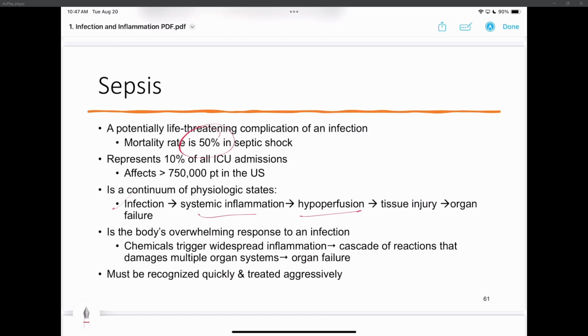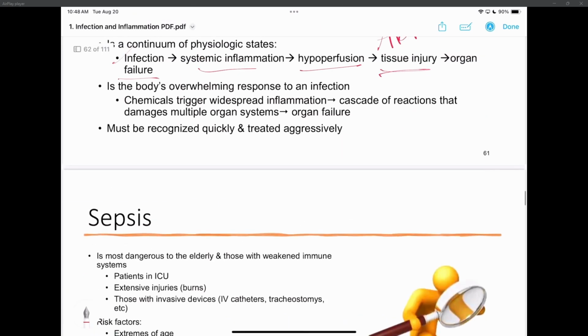The kidneys may get shut off, causing kidney damage. So if you don't have enough blood supply to an area, you can cause tissue injury. Acute renal failure is an example of that. Okay. Now, if you don't reverse things and you keep constantly injuring that end organ tissue, eventually you can lead to organ failure. So this is the severity of what can happen with uncontrolled sepsis. So sepsis is the overwhelming response to an infection. The body kind of goes into overdrive trying to heal itself from that infection.